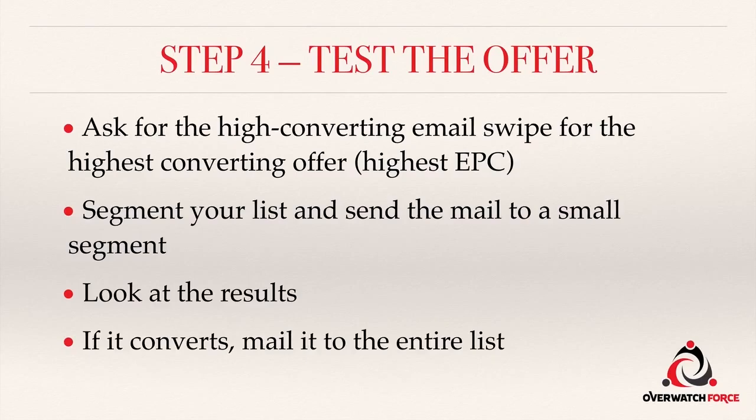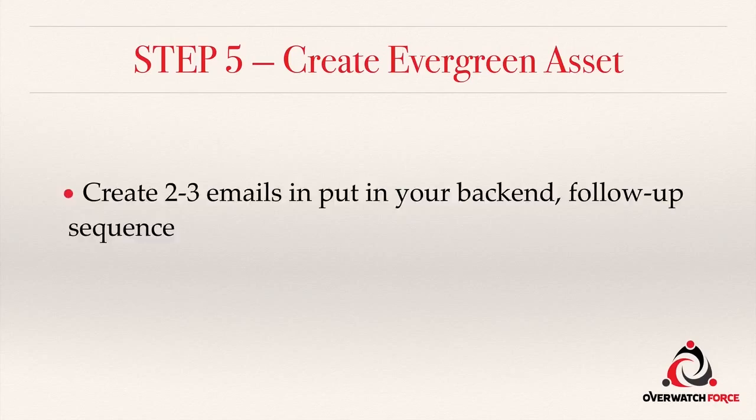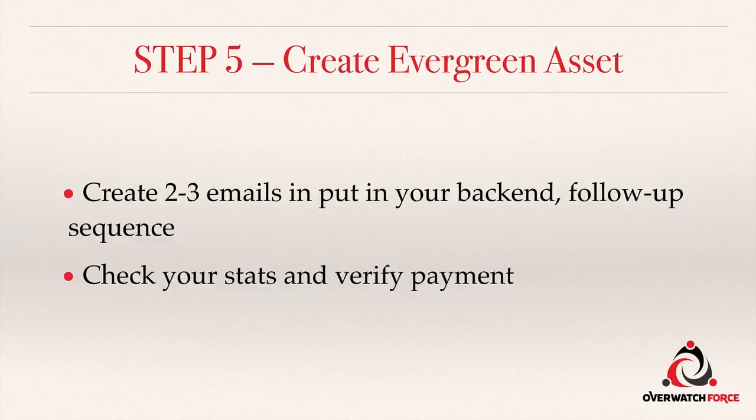So step 5 is to create an evergreen asset, which means you're going to create 2 to 3 emails and put them in your backend follow-up sequence. You're going to check your stats and verify your payment. And you're going to have an affiliate dashboard, obviously, to log in and take a look at this. Verify your payment, okay? Make sure that what you're looking at in terms of the number of clicks in your system and the number of clicks that they're reporting match up pretty close. Make sure that the number of clicks that you're getting and the actual payment that you're owed is right, okay?